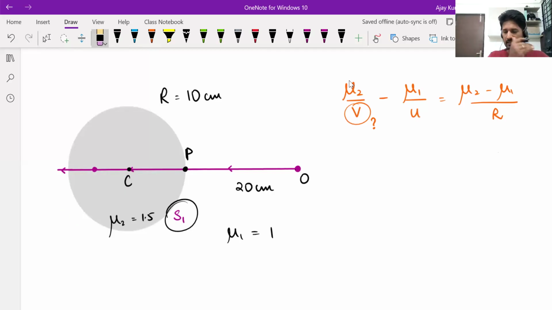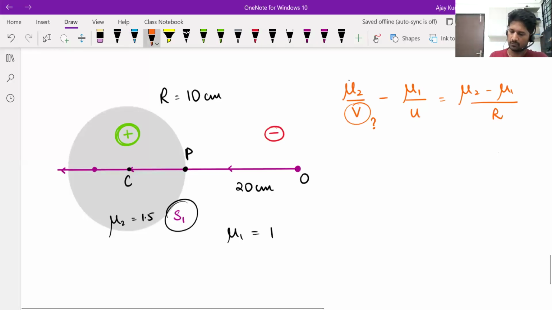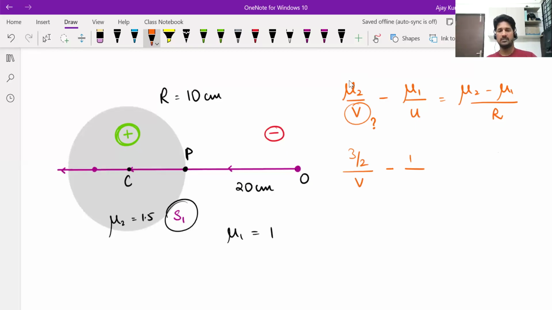Okay. And rays are traveling to the left side. So anything on the left of the pole will be considered positive. Anything on the right of the pole will be considered negative. Let's substitute all this in the formula now. Mu2 is 1.5, that is 3 by 2 divided by v, minus mu1 is the refractive index of air, which is 1, divided by the object distance. Anugraha, tell me how much should we take the object distance? Plus 20, minus 20 or something else? Minus 20. From the pole, it's at a distance 20 on the negative side.